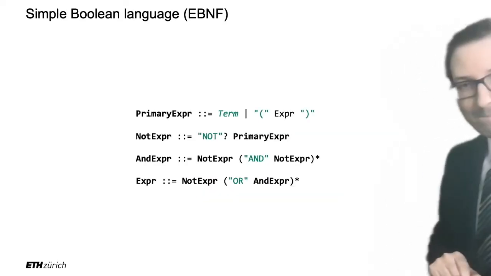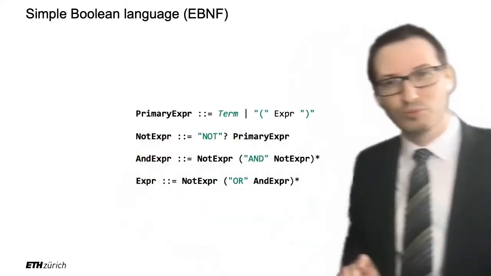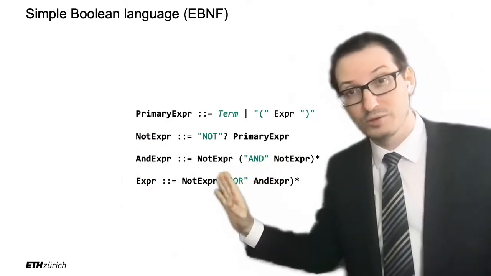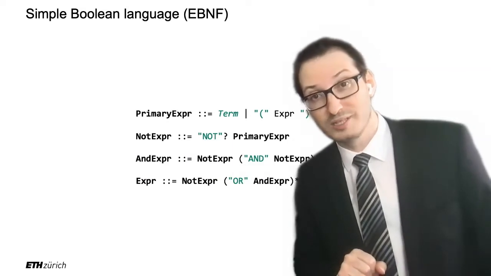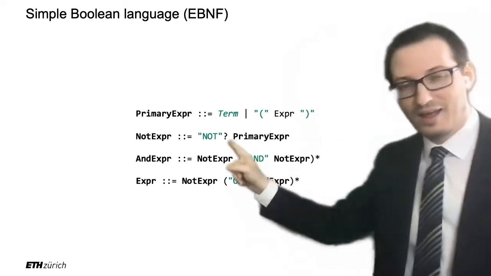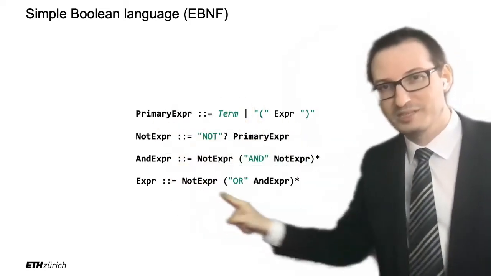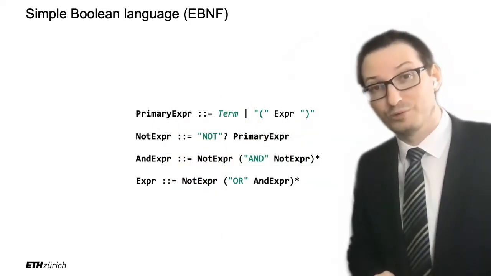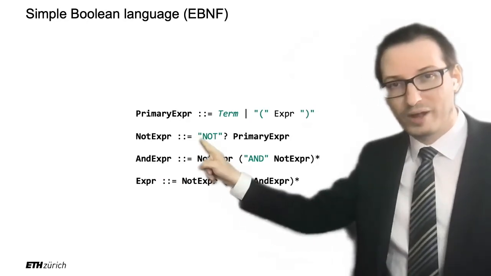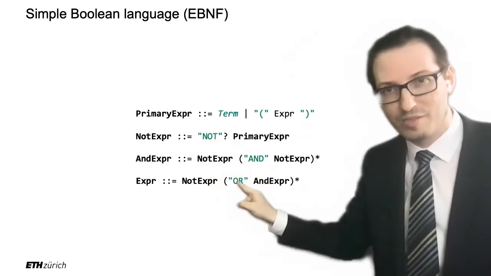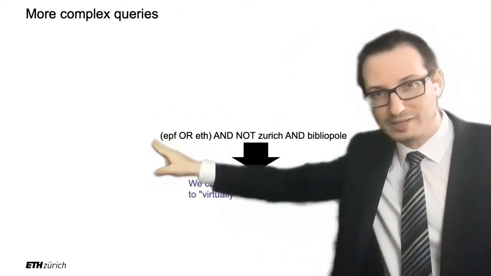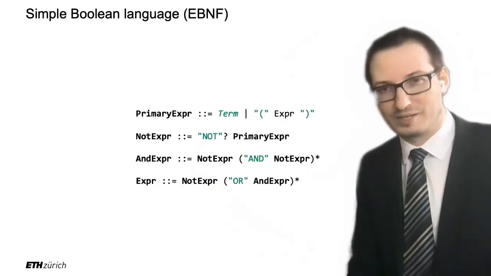Okay, so now we have this simple Boolean language. There is nothing to write home about. Maybe some of you took the compiler design lecture last semester, and I'm pretty sure that if you did, this is going to be very simple for you to implement. It's a very simple context-free grammar, where we have the not, the and, the or, and then the parentheses, like we used here, to override the precedence.